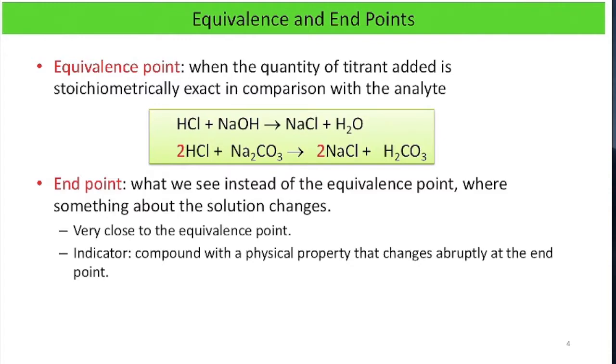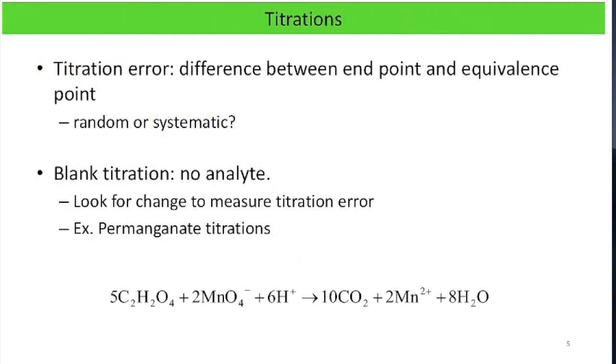And if we're using an indicator, as we'll see a little bit later, we have to make sure that we choose the indicator correctly so that it changes color near the equivalence point. We can't just choose any indicator, it has to be the right one. So while doing a titration, and especially when using an indicator, you will run into something called titration error, and that is the difference between the endpoint and the equivalence point. So remember, the endpoint is what we observe, something that is close to the equivalence point, but not exactly at the equivalence point. So is this titration error a random error or a systematic error?